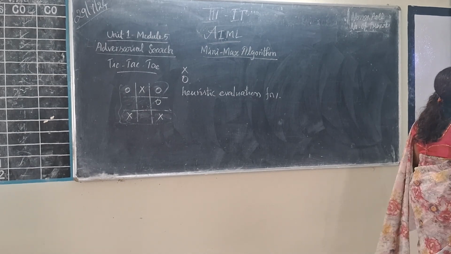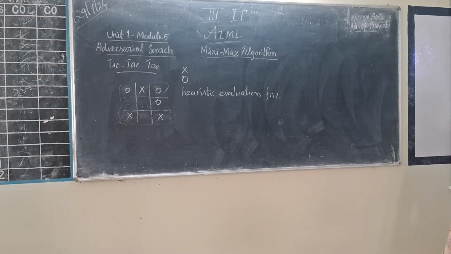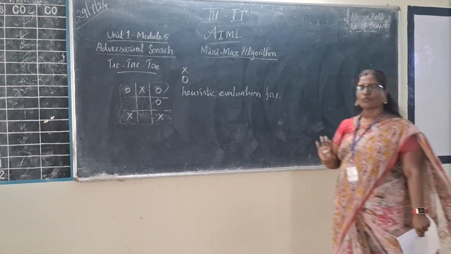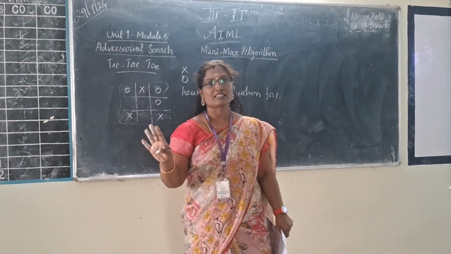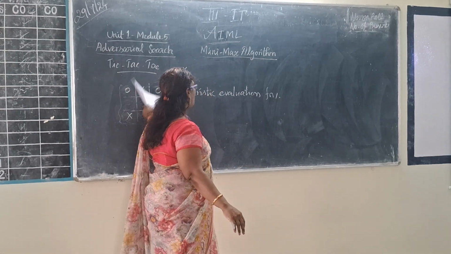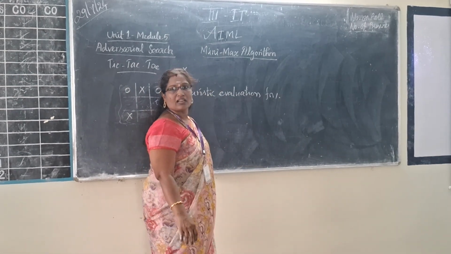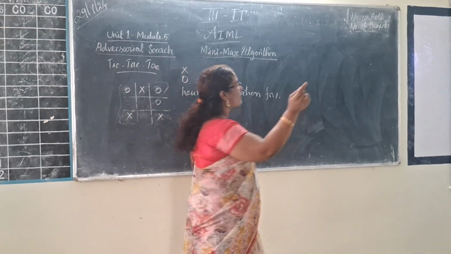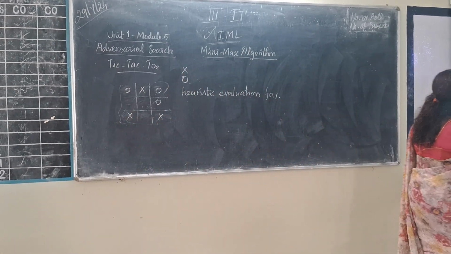Okay, so in this, the very important thing is the utility function. When we are taking a game tree, normally the utility value will be decided by the designer. That is what I will be explaining here, how the heuristic evaluation function is applied to get the utility value. But before that, I will just explain the formula.